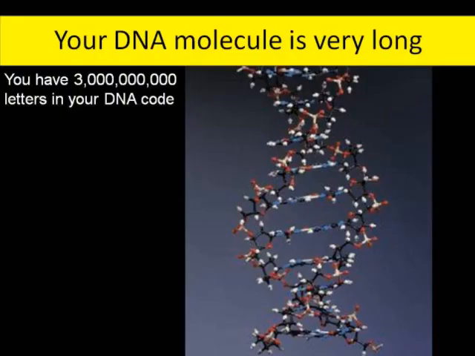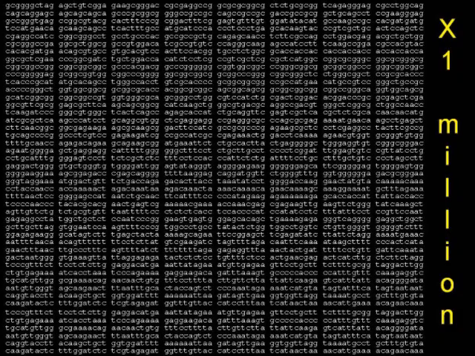Right, are you still with me? Excellent. You don't need to remember any of that particularly, it's just there to help you understand. Now here we go then with DNA. DNA is a long molecule, 3 billion bases, 3 billion letters in your DNA code, and that means something like this multiplied 1,000,000 times. This might represent one gene out of the 30,000 genes you've got in your body.